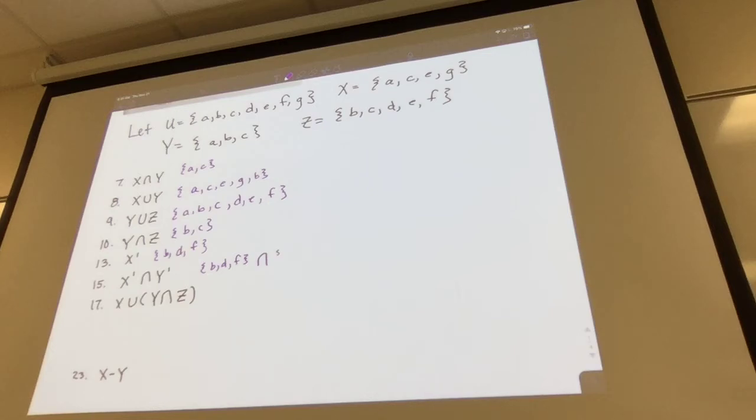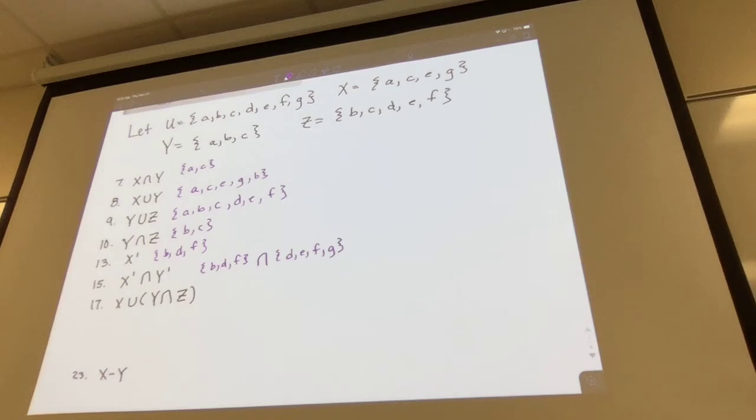Intersection. Y prime is what's in the universe, what's not in Y. That's in the universe. So A is there, B is there, C is there, so we need D, E, F, and G.